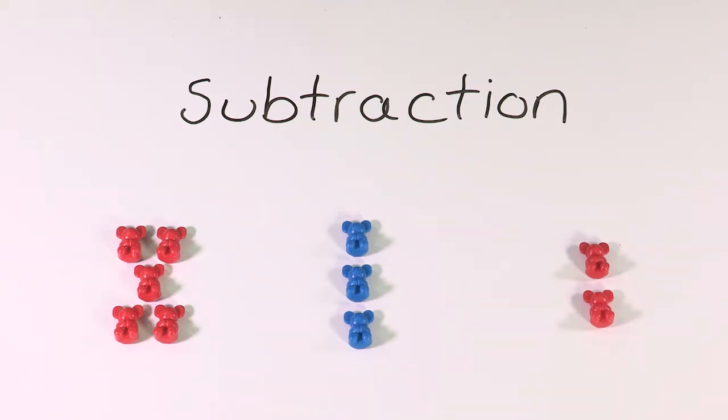Jake has 5 bears. Diana takes 3 of Jake's bears. How many bears does Jake have left? It's really quite simple to see that if we have 5 bears that Jake originally has, take away 3 bears, we have 2 bears left.